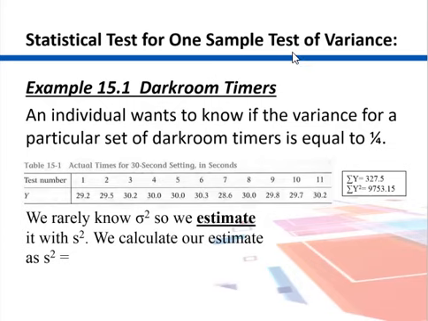For one sample test of variances, an example. This example is 15.1, the darkroom timers. An individual wants to know if the variance for a particular set of darkroom timers is equal to 0.25 seconds.